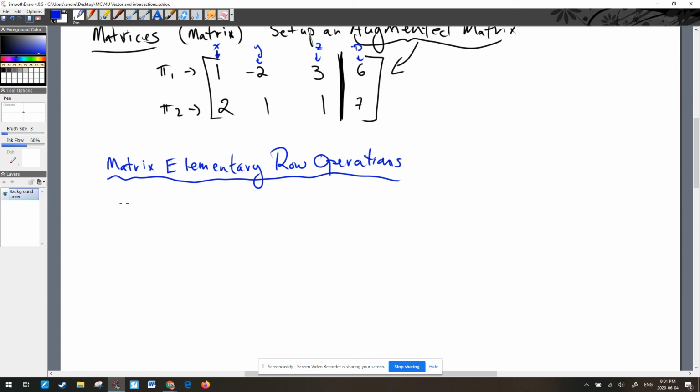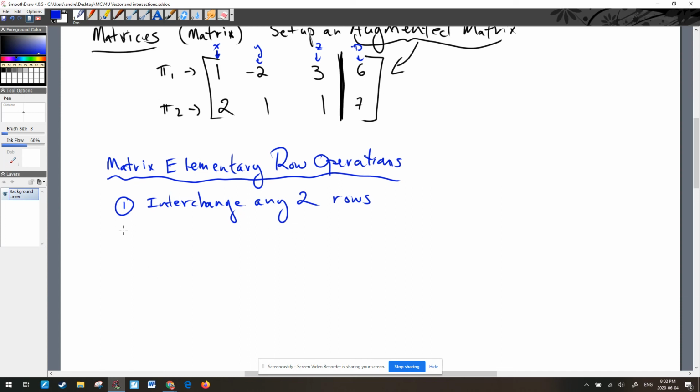The first thing that we can do is interchange any 2 rows. Not all that exciting when you only have 2 rows, but when you have more than 2 rows, that is an operation that you can do. You can say, I'm going to switch the first and the third row. And you might say, well, why on earth would you do that? Well, we'll get to that.